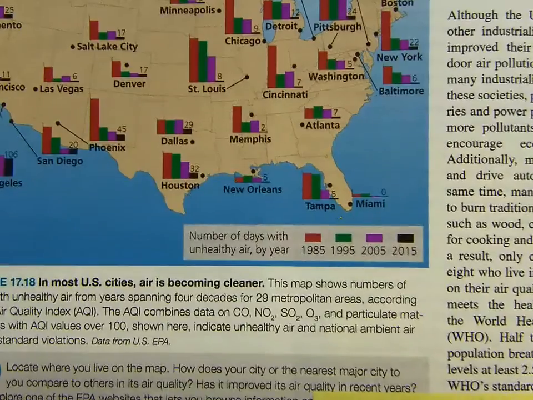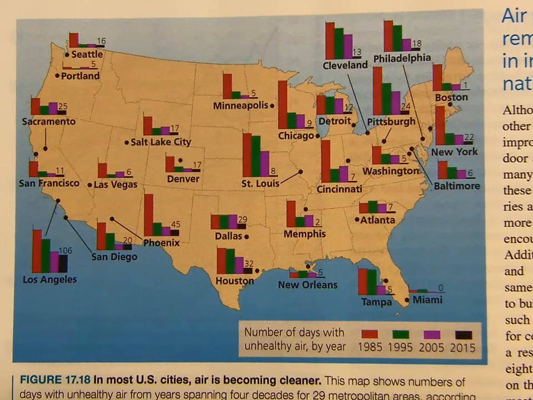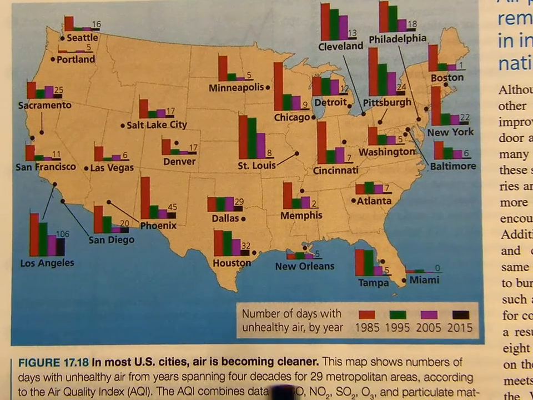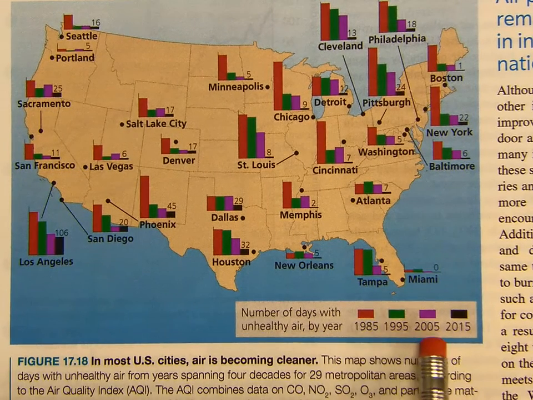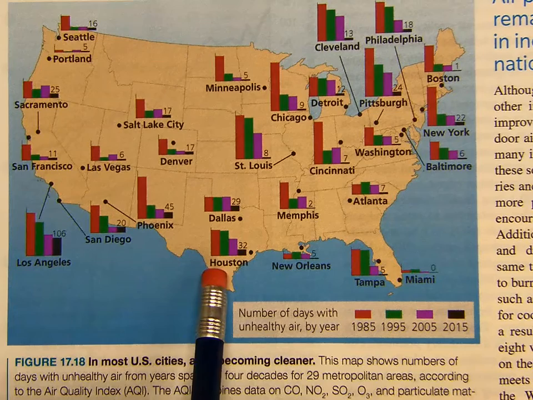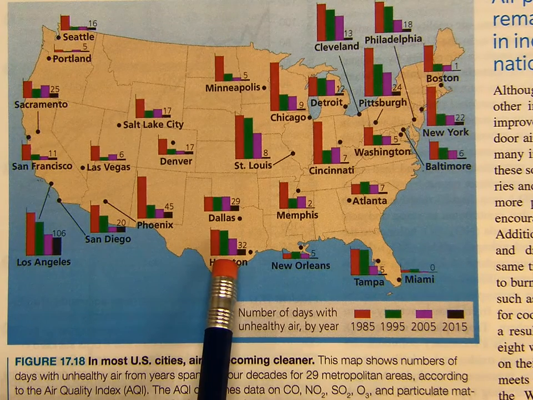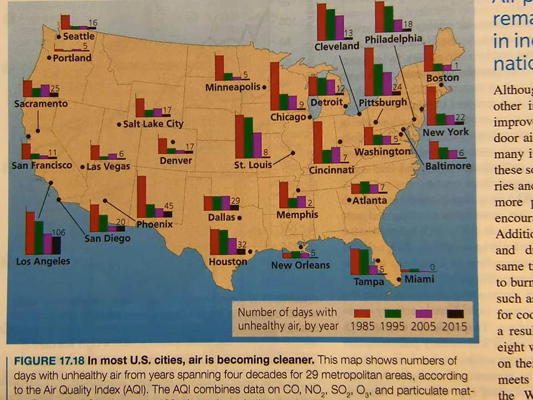Now the diagram I was just referring to, about LA County, is this. You can see the caption of this says, in most U.S. cities, air is becoming cleaner. Look at the legend: 1985, 1995, 2005, 2015. It shows the number of days with unhealthy air by year. Look at Houston. It started off high in 1985, dropped a little bit, dropped a bunch to 2005, dropped a bunch to 2015. So they only have 32 days the whole year that have bad air quality.